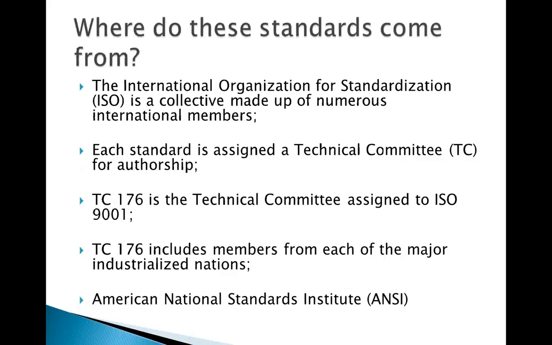Any standard that is titled ISO means that it is a publication of the International Organization for Standardization based in Geneva, Switzerland. They're an international collective, made up of numerous international members. Each of the standards that ISO publishes is assigned what's referred to as a technical committee, or TC, for authorship and interpretations and so forth. The technical committee specifically assigned to ISO 9001 is TC 176, which also includes members from each of the major industrialized nations. The U.S. representatives to TC 176 and to the ISO at large are the American National Standards Institute, or ANSI.